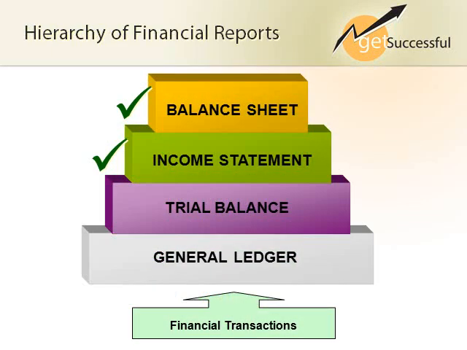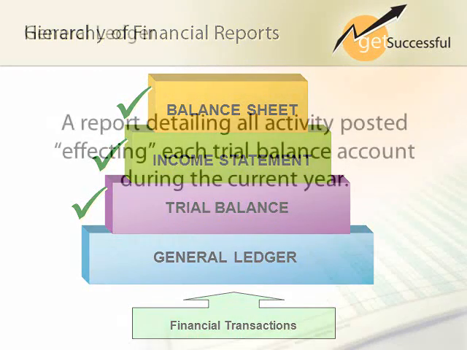Every financial transaction is first recorded in the general ledger. Just as the income statement had inputs into the balance sheet and the trial balance had input into the income statement, so too the general ledger has inputs into the trial balance. We will now explain the general ledger in more detail.